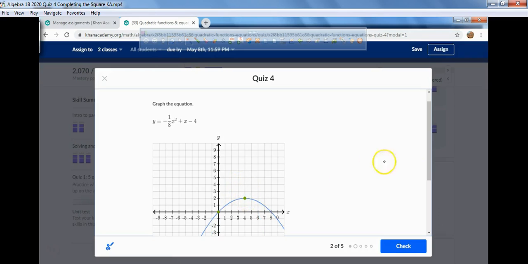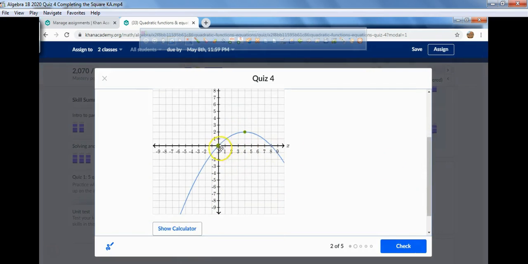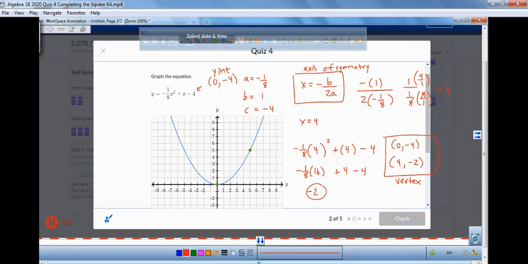Scroll down a little bit. Come on, you've got to go 4, negative 2. Keep going down. There you go. 0, negative 4, 4, negative 2. Boom. That's what the graph looks like, and the axis of symmetry is going to go straight through that vertex.